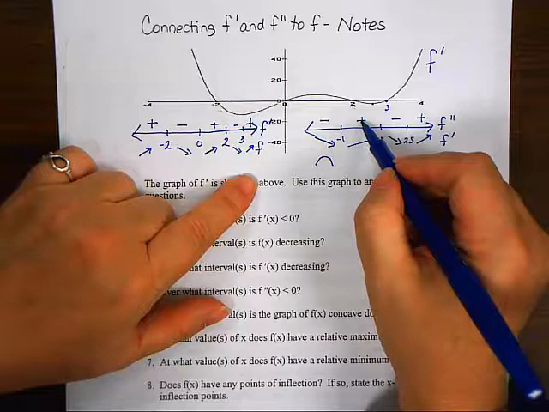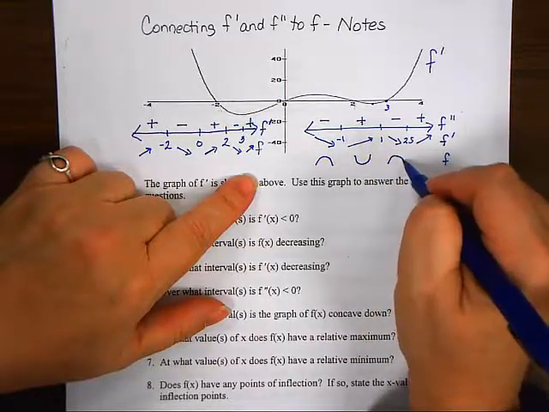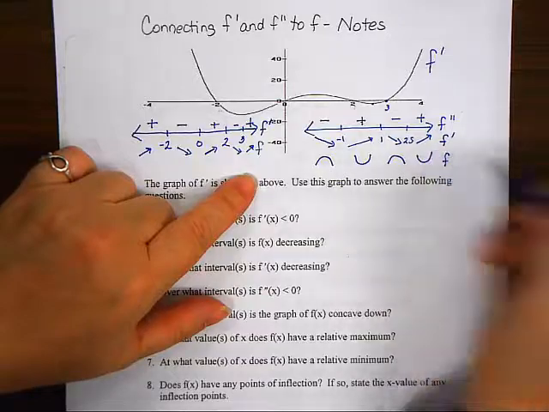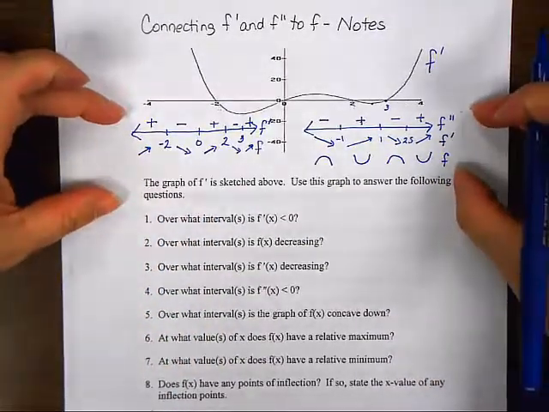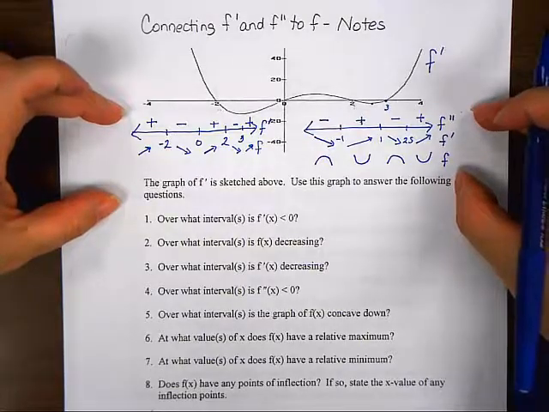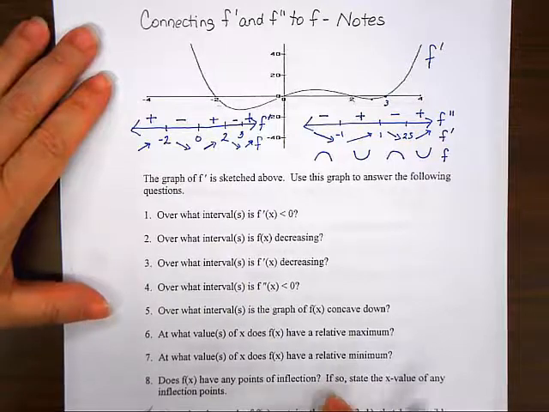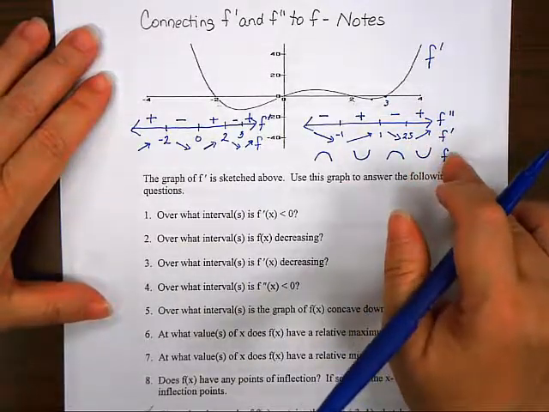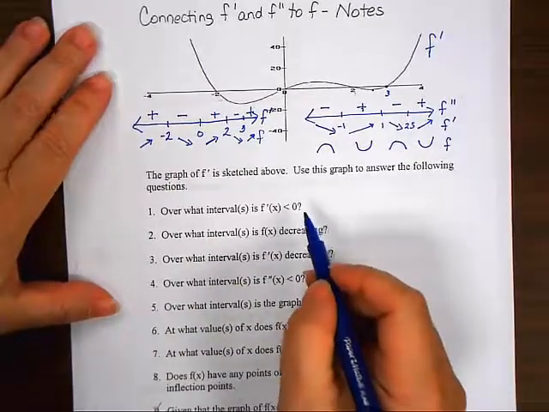When f double prime is positive, f is concave up, then concave down, and concave up. Now, you have just created in these two number lines every piece of information you need to answer all the questions about these graphs. You see the connections between f prime and f double prime. Okay, so let's look at the questions.